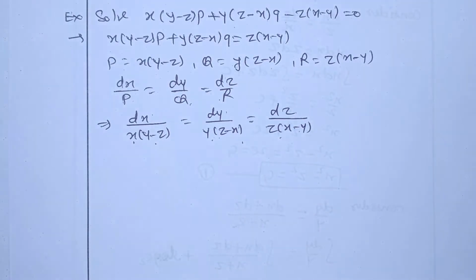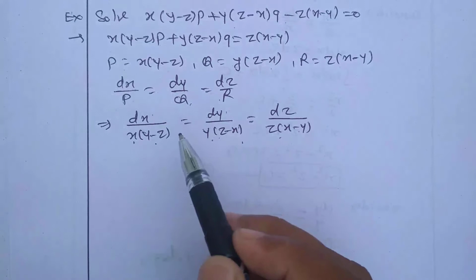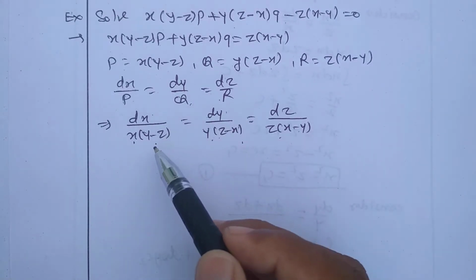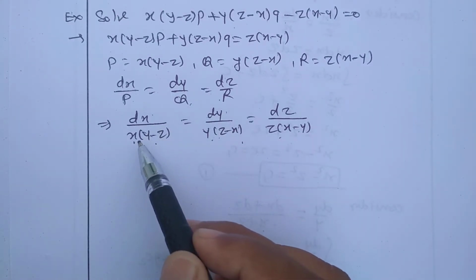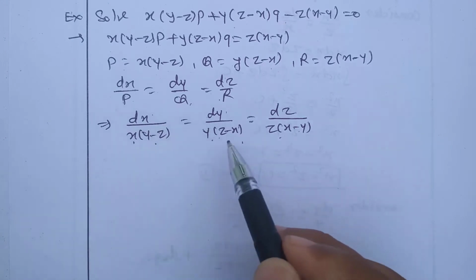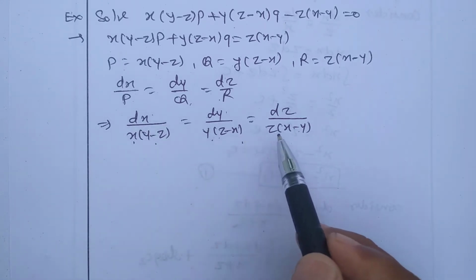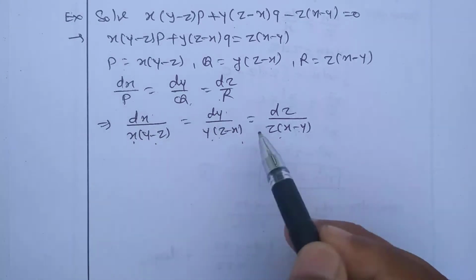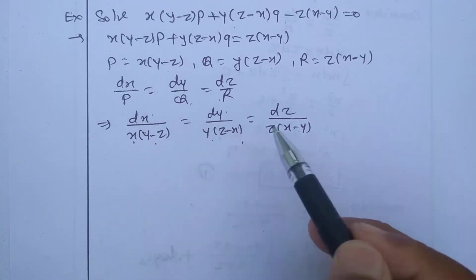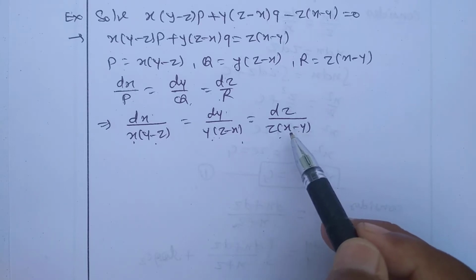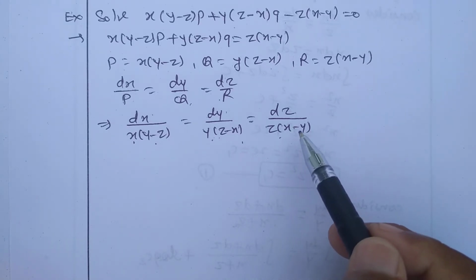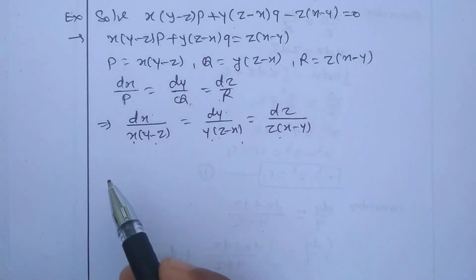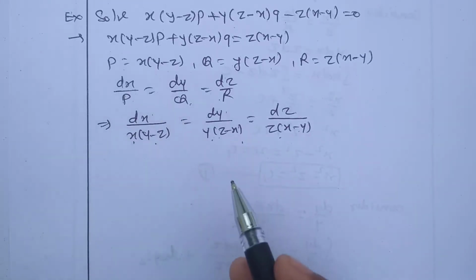Now if you see carefully the denominators, in the denominator of the first term all three variables are present, x, y, z. Here also all three variables are present, x, y, z. Here also x, y, z. And also there is a subtraction: here z minus x, and here also x minus y. So we can't solve this type of example by using the grouping method. So we have to solve this by using the method of multipliers.